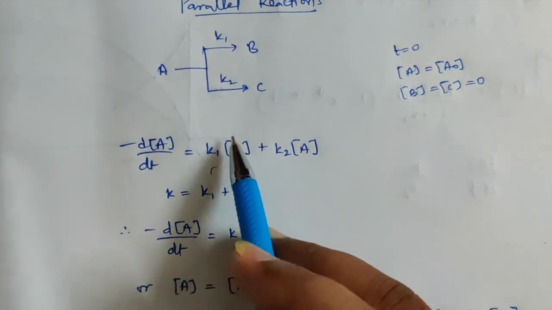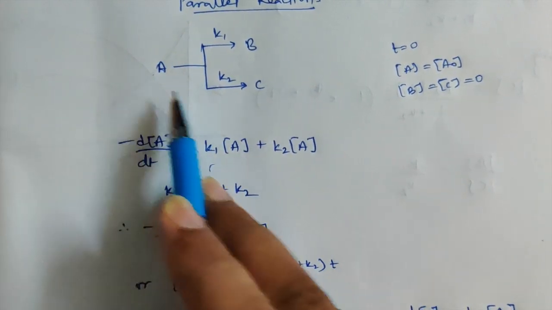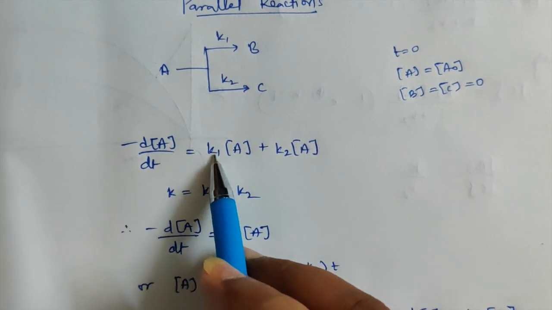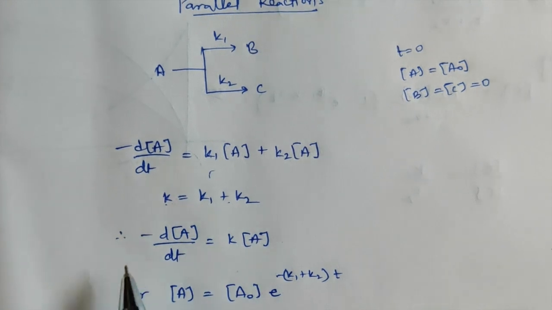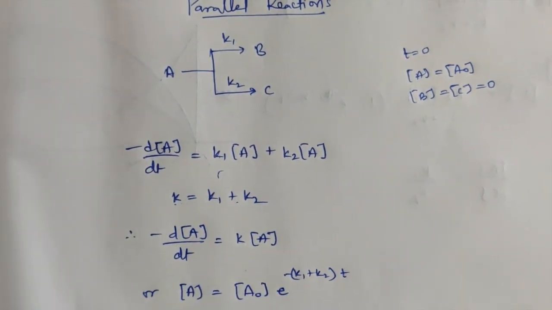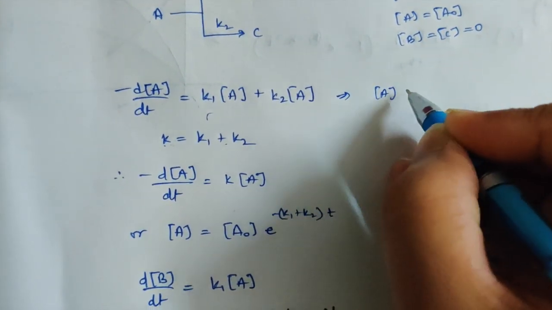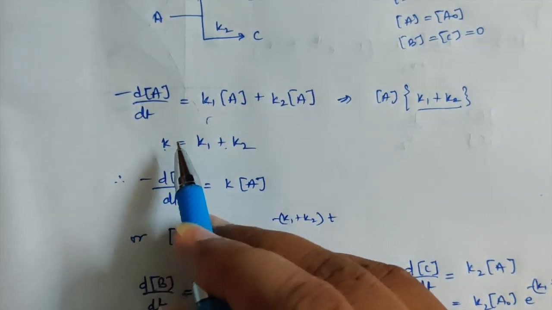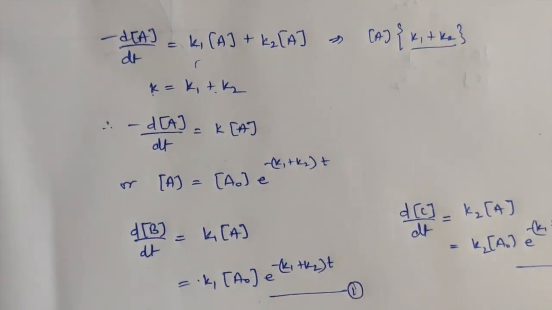Now if we take A, the concentration of the reactant at some time t, as common, you will get K1 plus K2, and I have represented that K1 plus K2 as K over here. So now your equation becomes minus dA by dt equals KA. What I have done is just taken A common: in the bracket you have K1 plus K2, and in place of K1 plus K2 you can write K, so it becomes K into A. That's what is written over here.